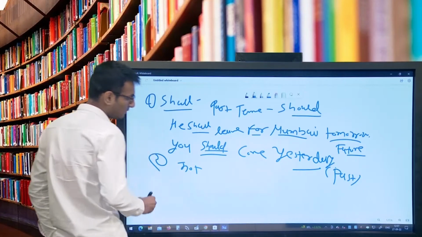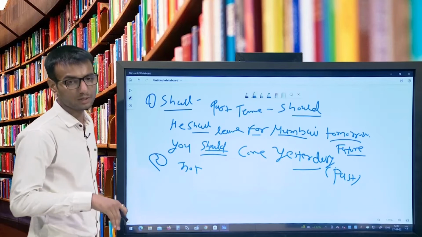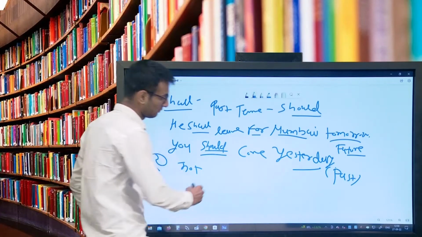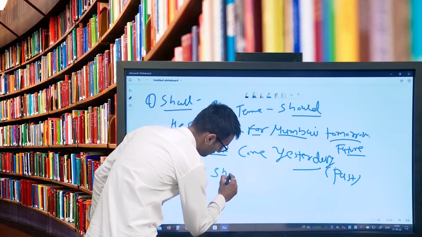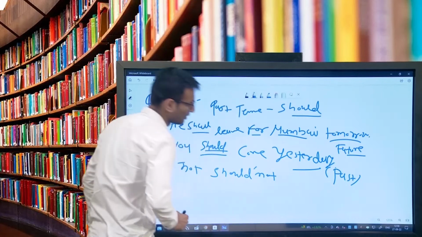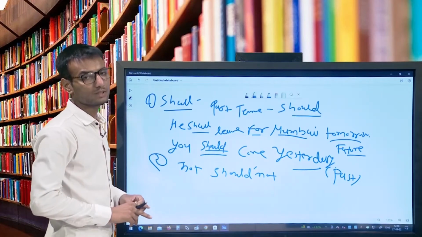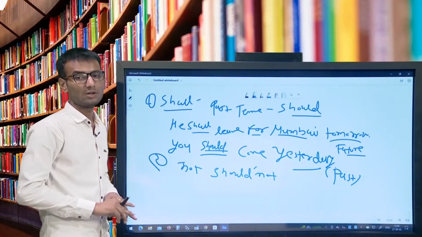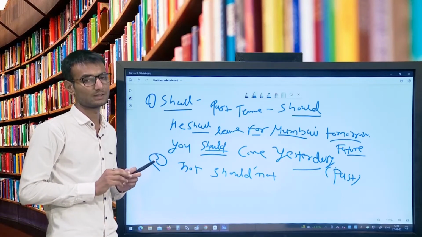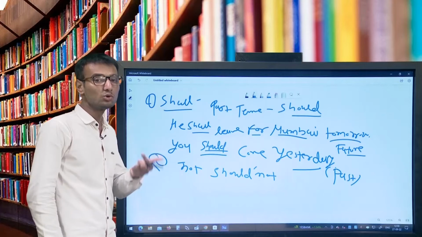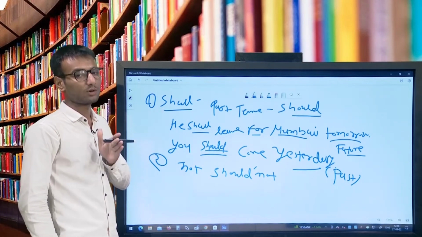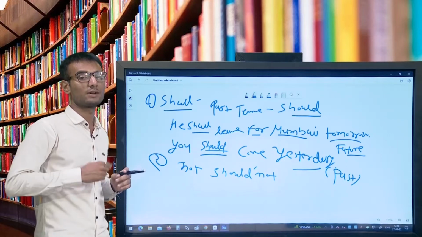When we use negative sentences with modal auxiliaries like should not, or you can say shouldn't. In other words, we say shouldn't, should not come. So these show negative sentences. Cannot, could not, shall not, should not. When we just put not behind this modal auxiliary, it becomes a negative sentence.